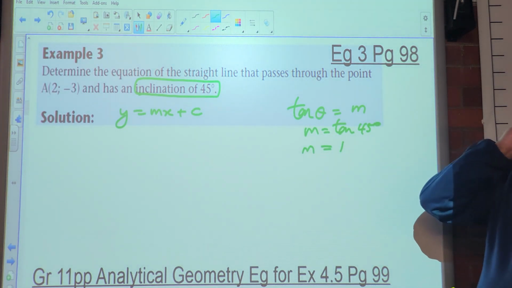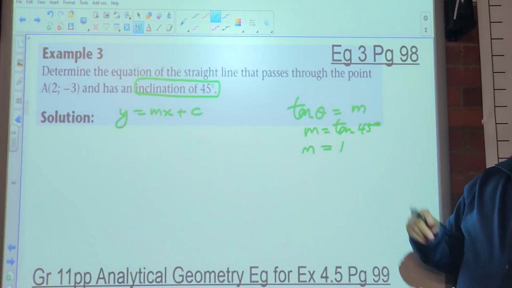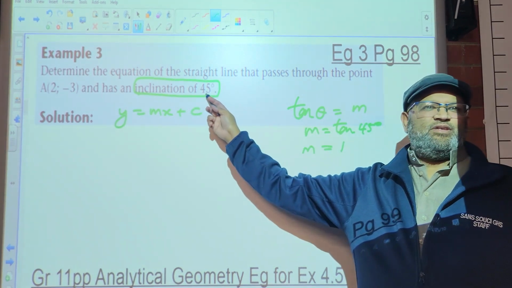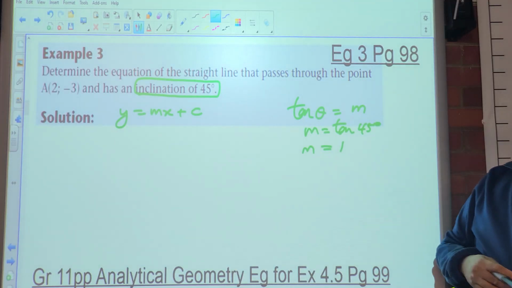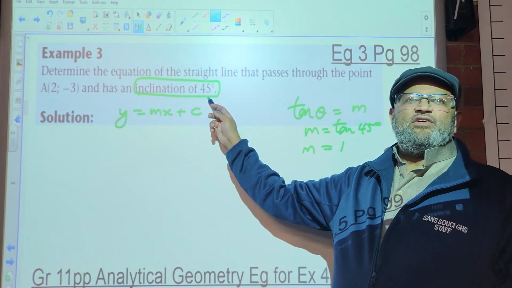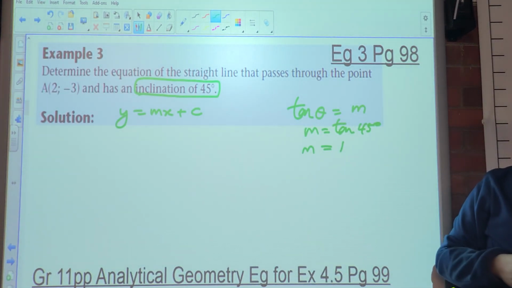You know what is tan of 45? You see that? If they had told you that the inclination angle is 30 degrees, I would just say tan of 30. If they say the inclination is 73.12, you would just put tan of 73.12. You say you got the inclination angle of 135, you just put tan of 135, you'll get negative 1. You guys understand?